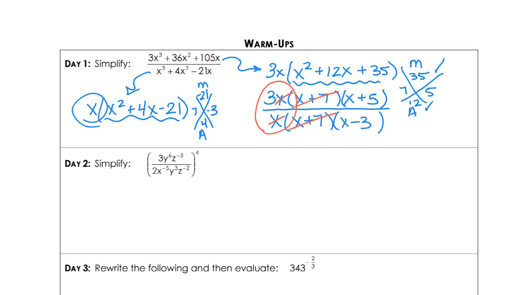All right. And so what we have left is a 3 on top, and next to it will be an x plus 5. And on the bottom, there is an x minus 3. And again, you can keep those parentheses around it if you want to remind yourself that you cannot cancel anything else from those. All right, there's your answer.